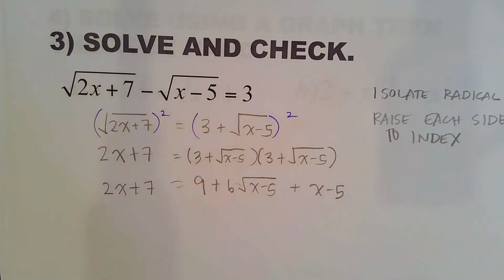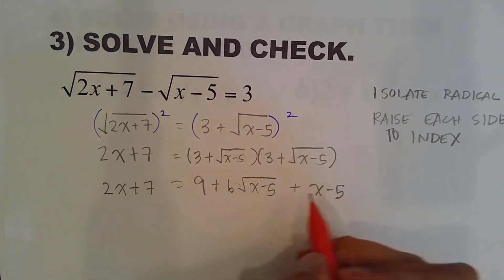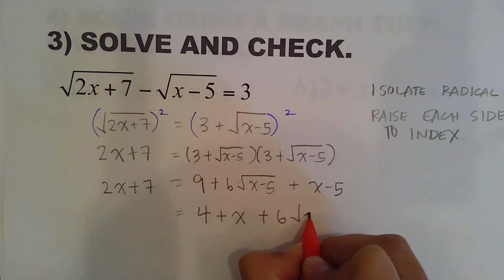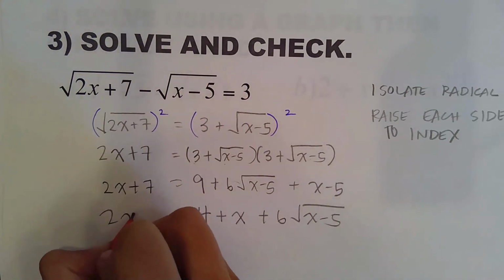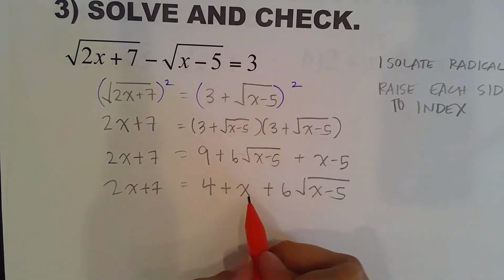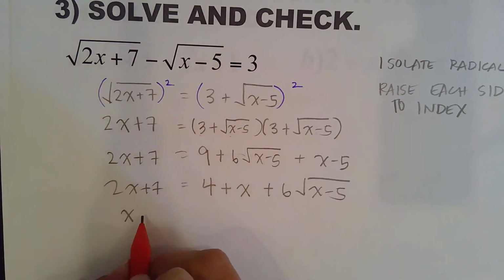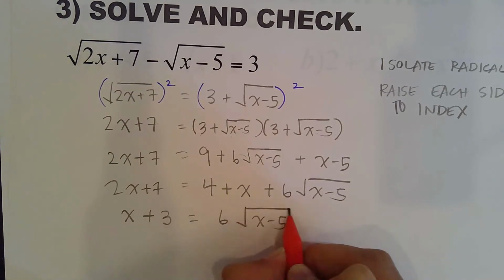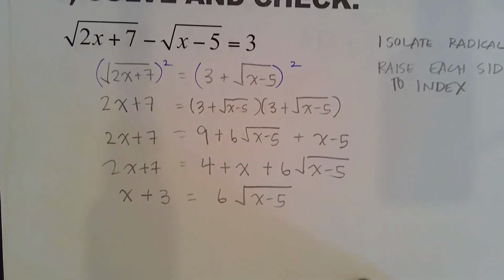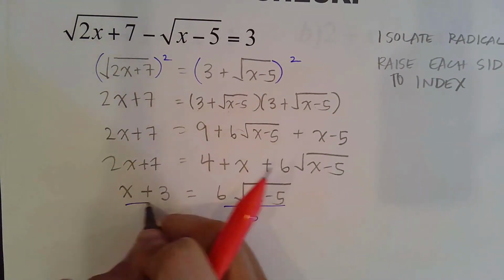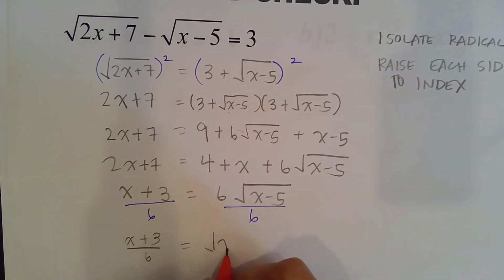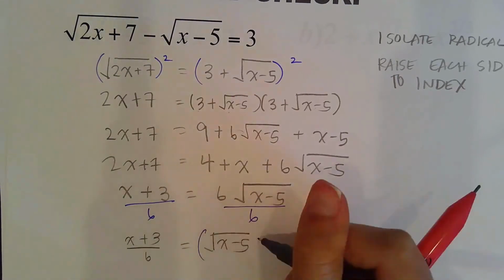Right, so now I want to get the radical by itself again. So 9 minus 5, so that's a 4. This is plus x plus 6 square root of x minus 5. Alright, move the x over, so that's going to be an x. Move the 4 over, so that'll be a plus 3. I'm going to divide both sides by 6. So I'm going to have x plus 3 over 6 is equal to the square root of x minus 5. So now I'm going to square both sides here.